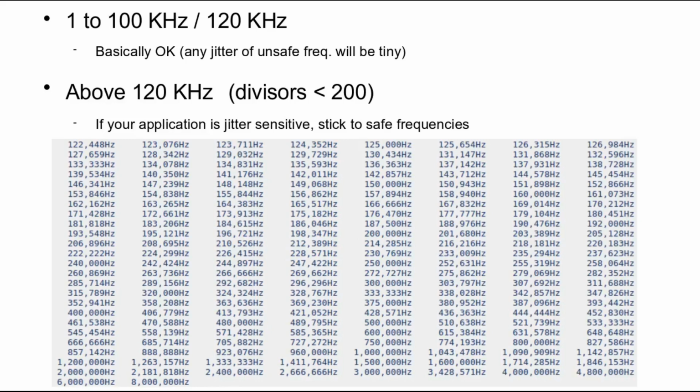So where do we stand? For all practical purposes, I think even if you miss a safe frequency, the jitter for frequencies below 100 to 120 kHz is very small and can be pretty much ignored. Depending on how jitter sensitive your application is, you may want to be careful with frequencies higher than that and stick to jitter safe frequencies. These are the frequencies with divisors from 3 to 200, which you see here.